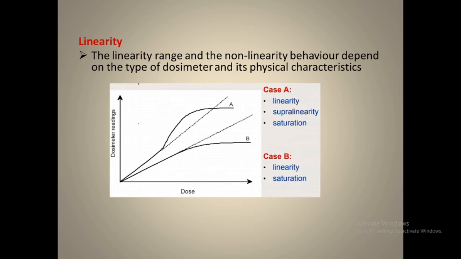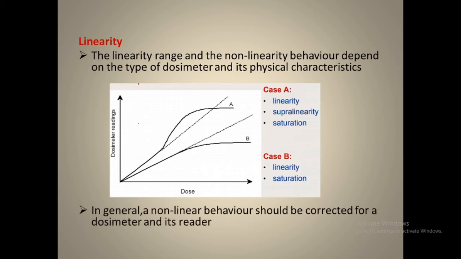Two typical examples of response characteristics of dosimetry systems are shown in the figure. Here, curve A first exhibits linearity with dose, then a supralinear behavior, and finally saturation. Curve B first exhibits linearity and then saturation at high doses. In general, a nonlinear behavior should be corrected for a dosimeter and its reader.